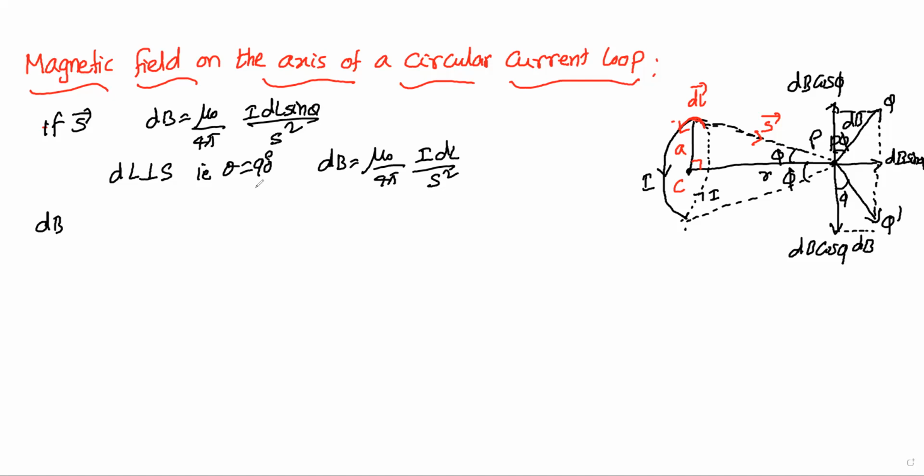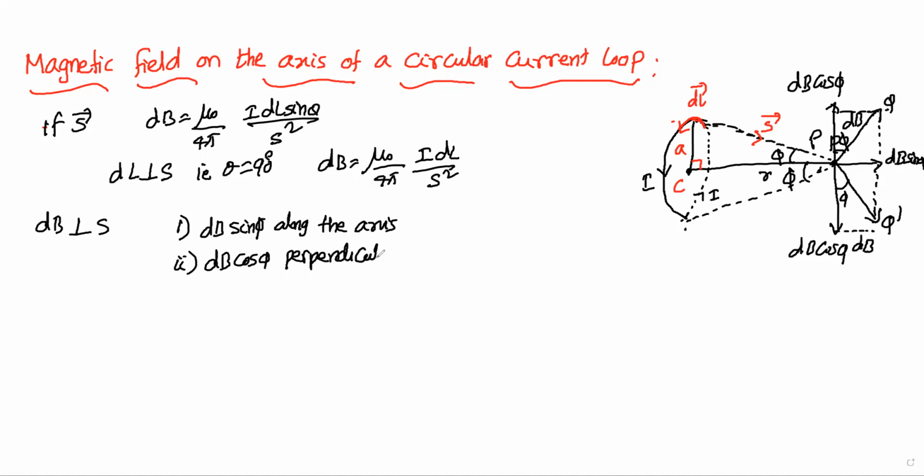The field dB lies in the plane of the paper, which is perpendicular to s. So there is a PQ over here. Let phi be the angle between OP and CP. Then dB can be resolved into two rectangular components. One is dB sin phi along the axis. The second one, dB cos phi, perpendicular to the axis.